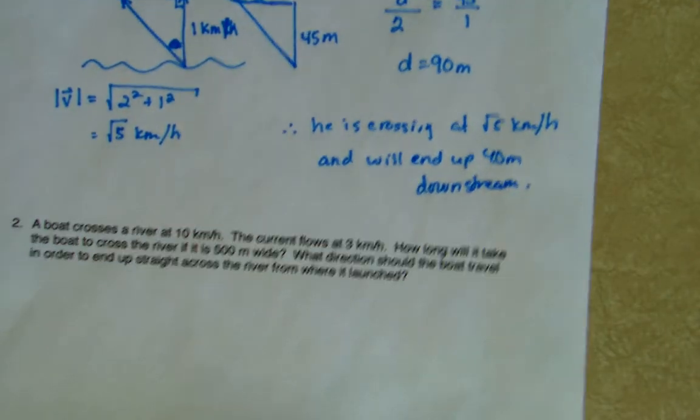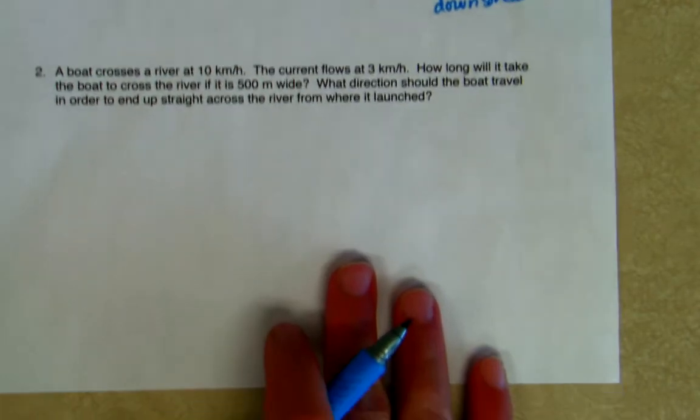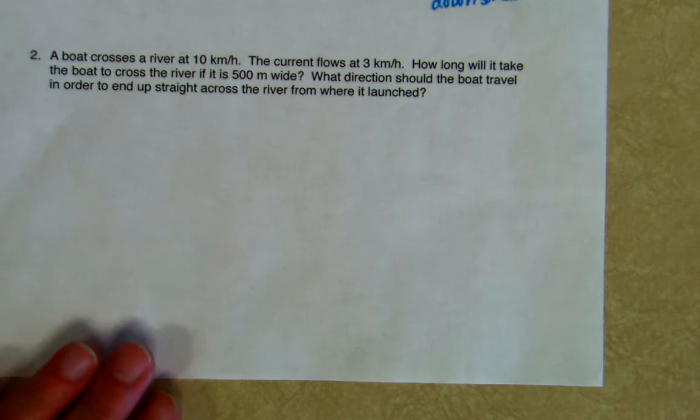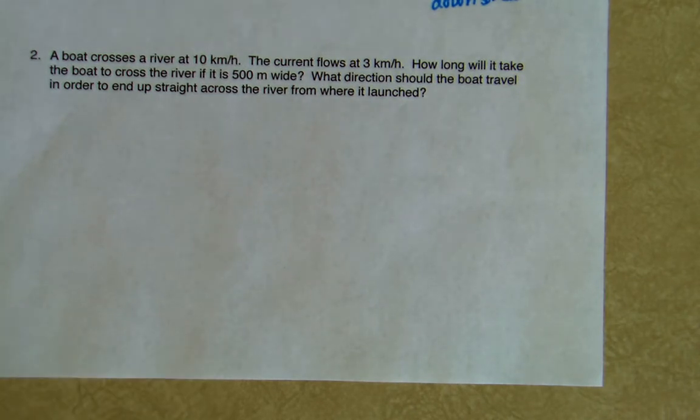Number 2. Similar type question, but now we're talking about boats. A boat crosses a river at 10 kilometers per hour. The current flows at 3 kilometers per hour. How long is it going to take the boat to cross the river if it's 500 meters wide? And what direction should the boat travel in order to end up straight across the river from where it launched?